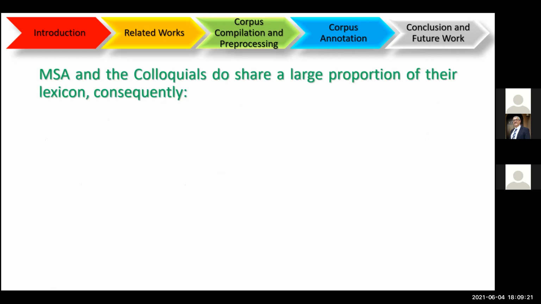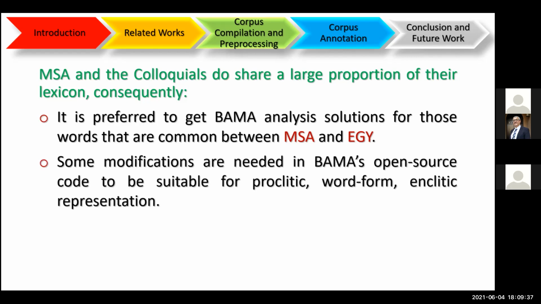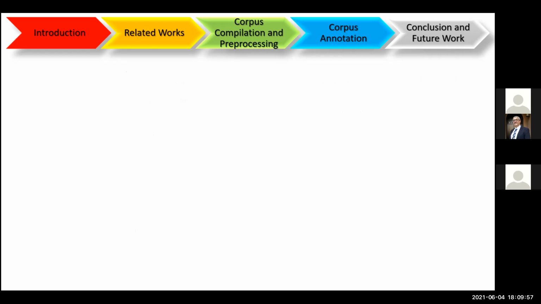Since MSA and the colloquials do share a large proportion of their lexicon, it is preferred to take BAMA's analysis solution for those words that are common between MSA and EG. Some modifications are needed to be compatible with our proclitic, word form, enclitic representation. And out of the unique words in our data, 82,000 words, about 41,000 words are analyzed by BAMA.